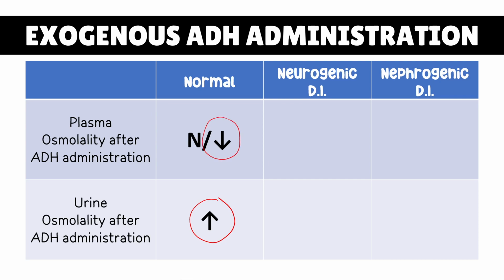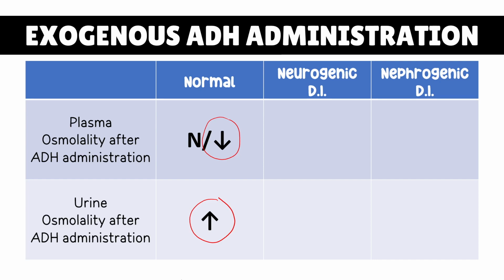So how about neurogenic and nephro? What would you expect for the plasma osmolality and urine osmolality? There is a sudden pause, kids. I want you to think about it before presenting the result. Di ba, what would you think would happen?